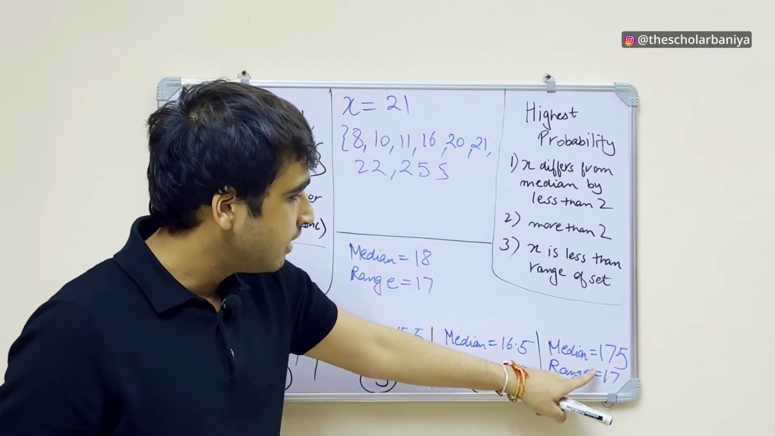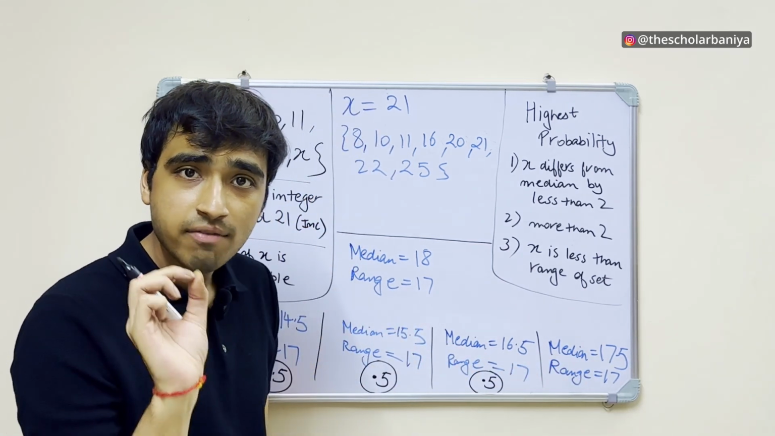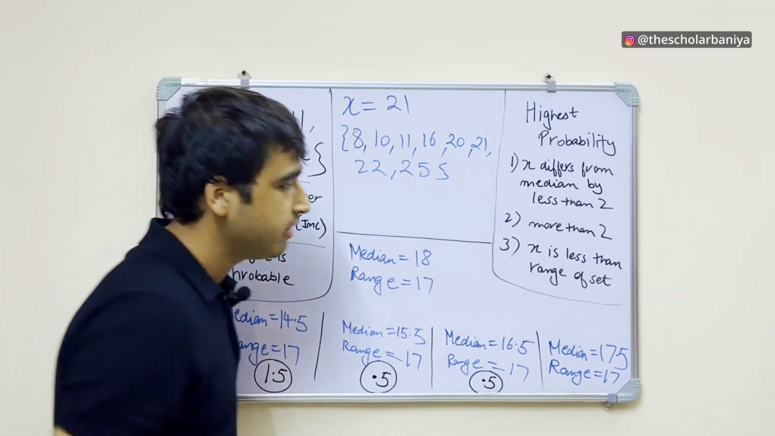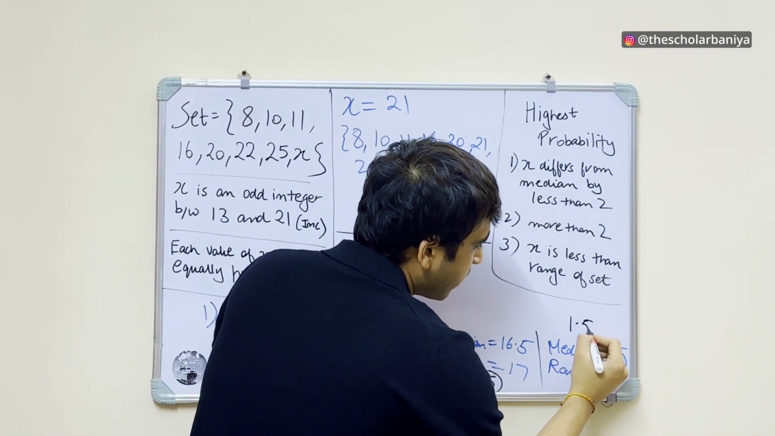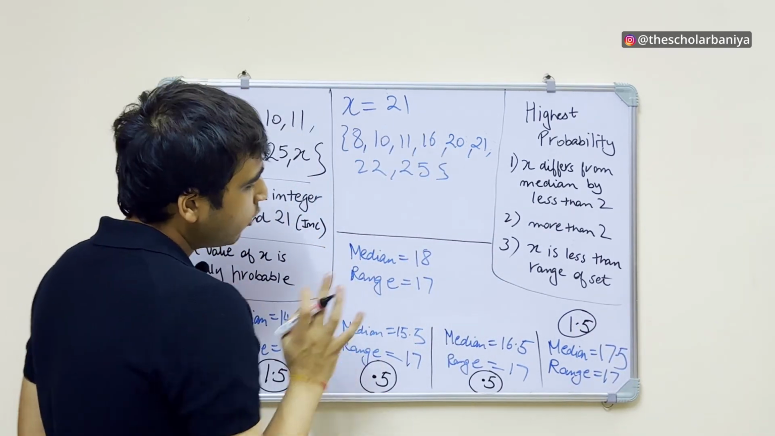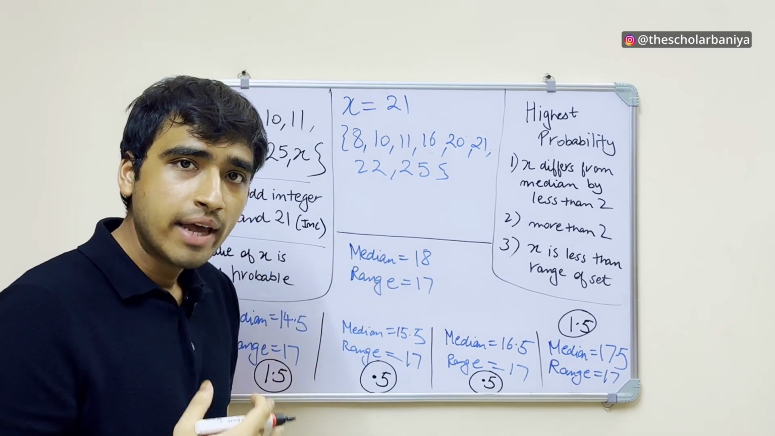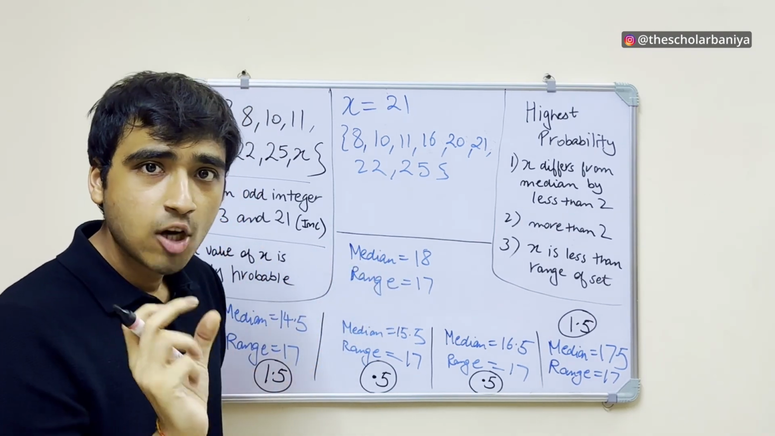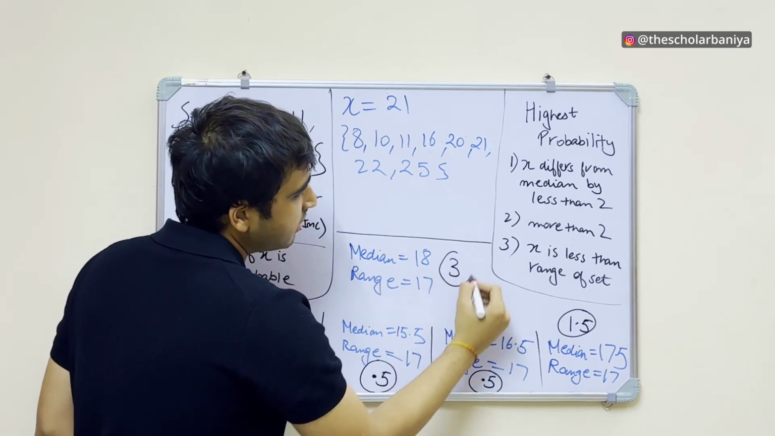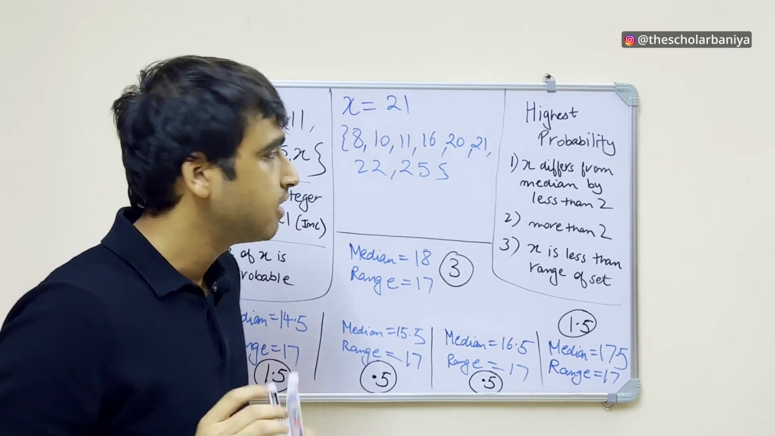Similarly, in this case, the median is 17.5 and the value of x was 19. So 19 minus 17.5, which is 1.5. So the difference over here is 1.5. I hope this should be very clear. And over here, the median is 18. And what was the value of x? 21. So the difference is how much? 21 minus 18, which is 3. So in this case, the difference is 3. I hope this should be absolutely clear, right?